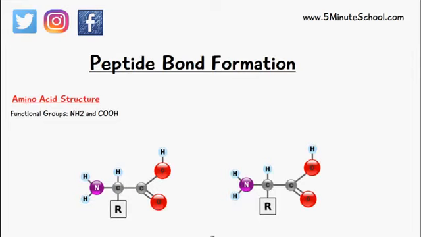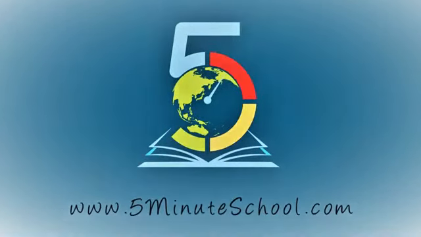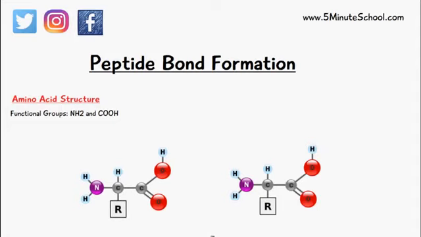In today's video, we're going to be talking about amino acids and peptide bond formation. So the basic structure of an amino acid is in this diagram here. Amino acids are the second most abundant material in the human body.